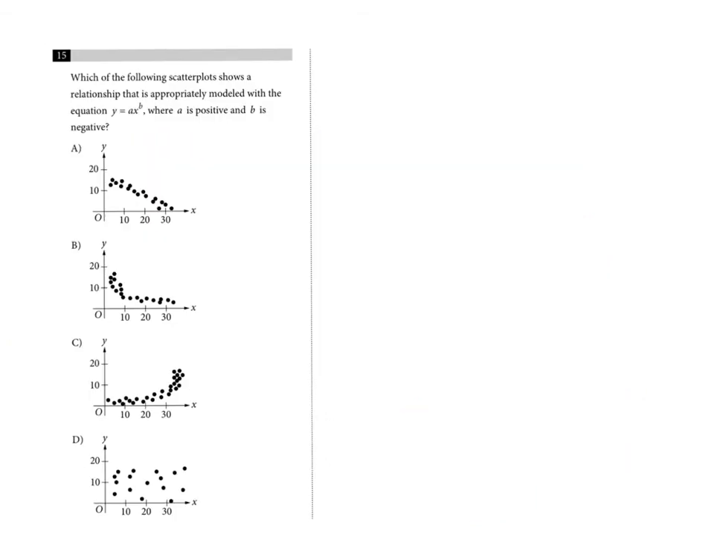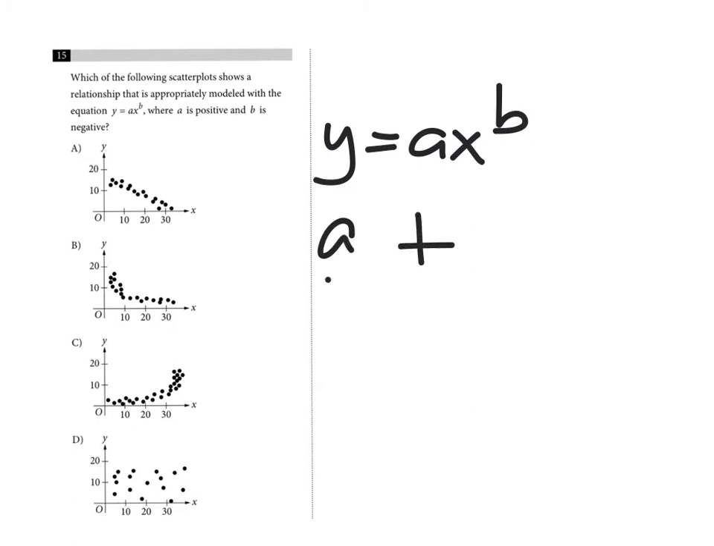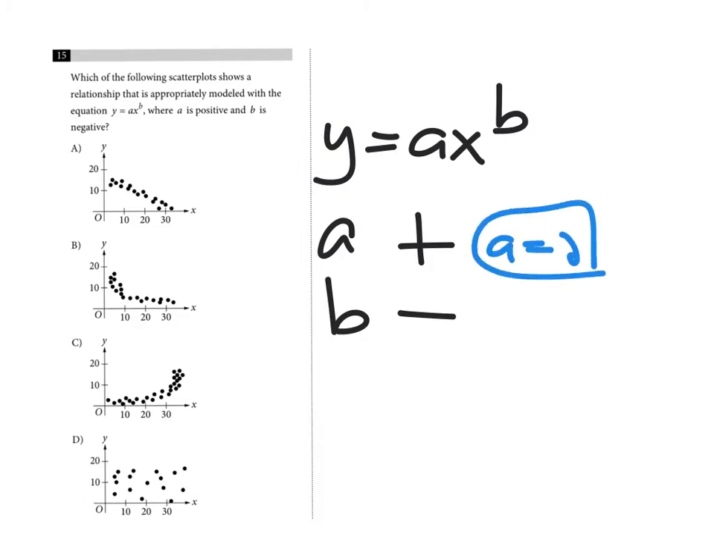For problem 15, which of the following scatterplots shows a relationship that is modeled by this equation? And they're telling you that A is a positive number and B is a negative number. So what I'm going to do is just simply choose numbers for A and B and then graph a line and see which of these scatterplots resembles the line that I'm picking. So it says A is positive, so maybe I'll let A be equal to 2 and B is negative. So maybe I'll let B be equal to -5. It doesn't really matter as long as the signs of the numbers that you choose are correct.